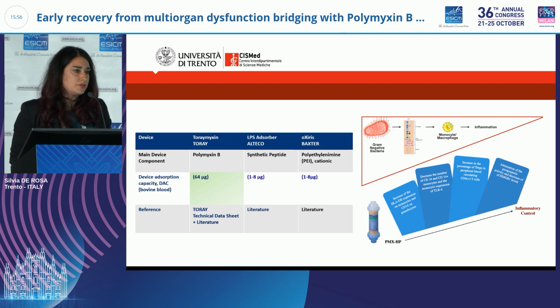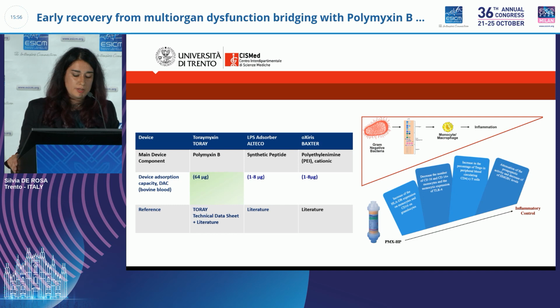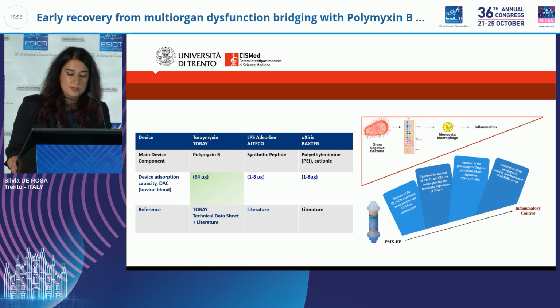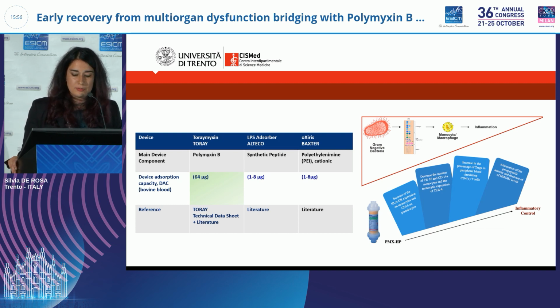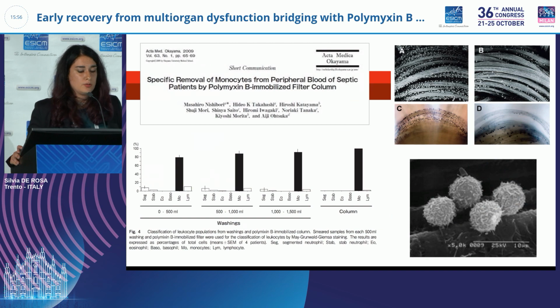So we can go against the endotoxin burden. And at the same time, we are doing immunomodulation, because we are not just removing LPS, but we are also increasing the expression of HLA-DR on monocytes and CD16 on granulocytes. We are decreasing the number of CD16 and CD14 positive monocytes. We are increasing the percentage of Treg in the peripheral blood circulation. And we are also attenuating pro-apoptotic activity. So we are also acting on activated monocytes.